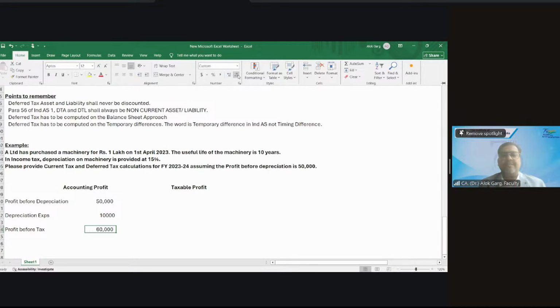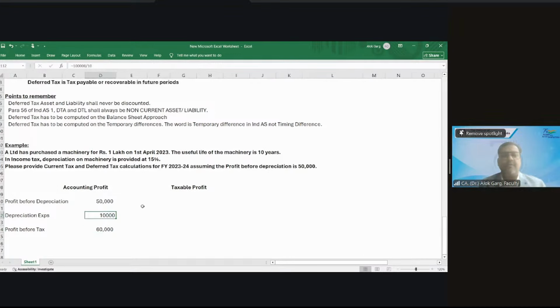Now the taxable profit. How much is your profit before depreciation? Same 50,000. And what is your depreciation expense in tax? 15% of 1 lakh, as it is the WDV concept, so 15,000. So your taxable profit is 35,000.